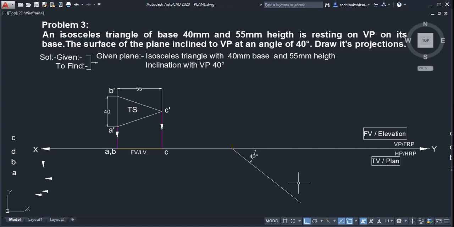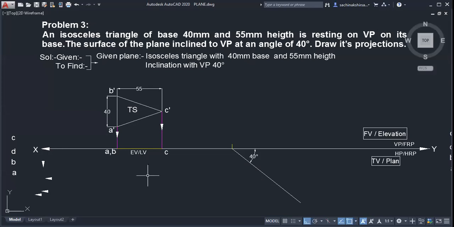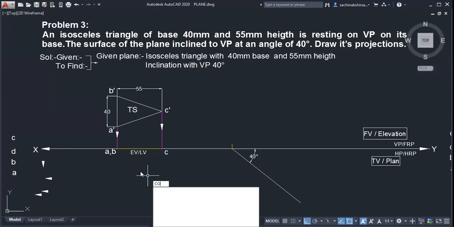So the base of the isosceles triangular plane, where is it? Its base is resting on VP, meaning on the XY line. So which point will be this? This point should be its base only. What name should I give here? Here I have shown my cursor. This point should be B dash.